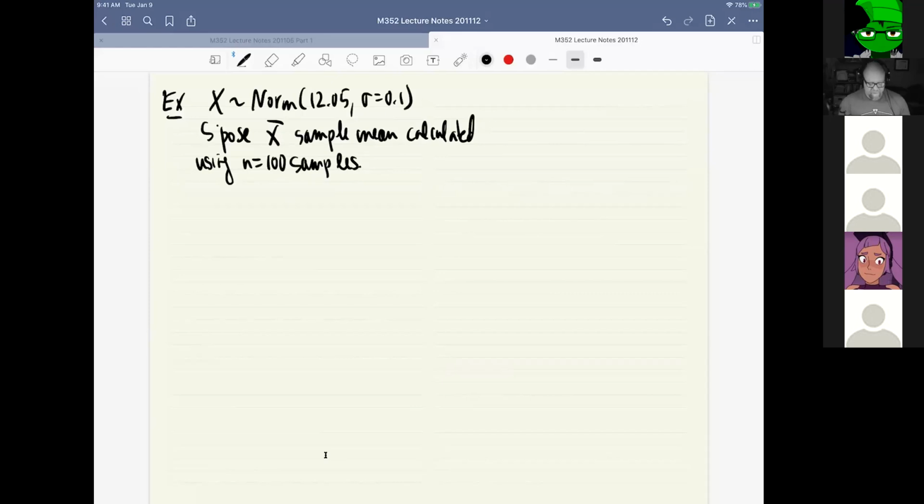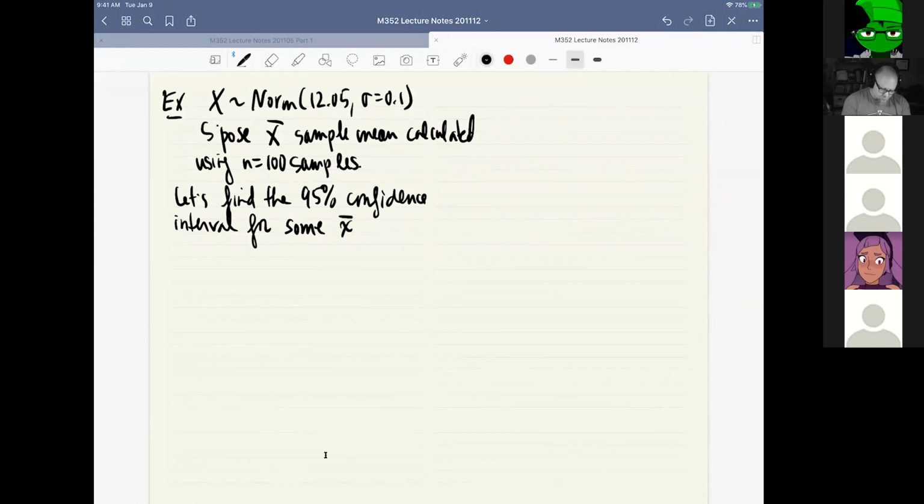Let's find the 95% confidence interval for some x bar, some particular sample mean.